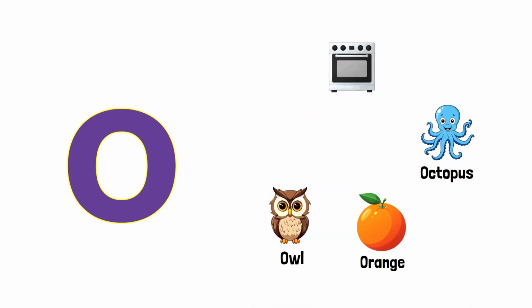Where do we cook food? Yes, O for oven. What shape looks like a circle? Yes, O for oval.